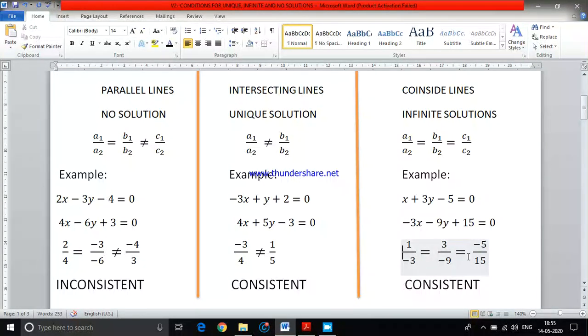Now you see, if I simplify all the three ratios, everything will give me minus 1 by 3 only. Here 3 gets cancelled in 9, 3 times, and 5 gets cancelled in 15, 3 times. So everything will give me the answer as minus 1 by 3. So are all the three ratios equal? Yes. a1 upon a2 equals b1 upon b2 equals c1 upon c2. So all the three ratios are equal. That means they are coincident lines, and infinite solutions exist.